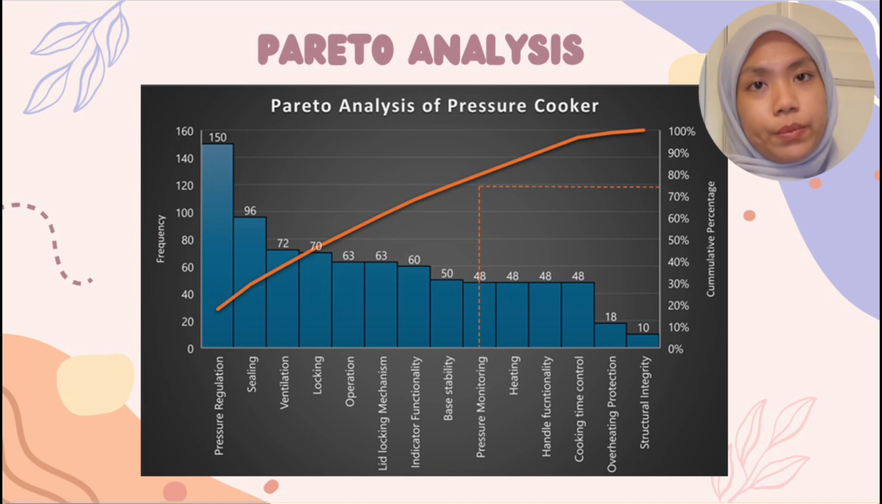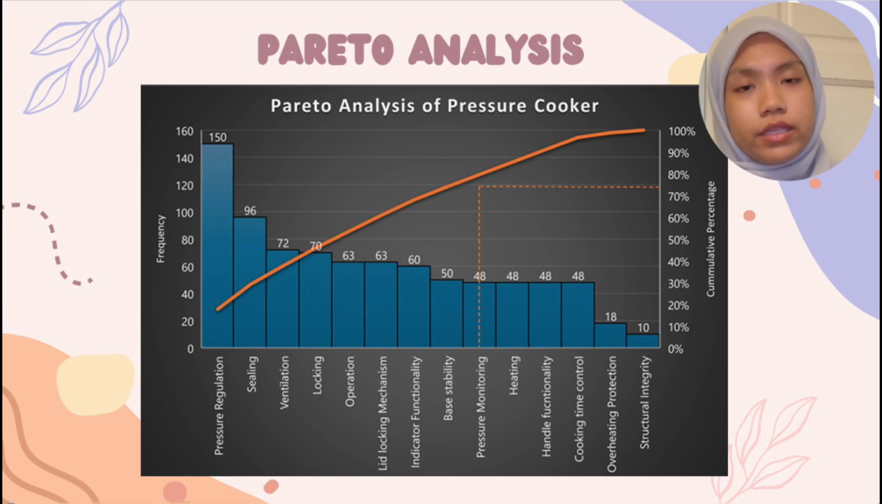In this case, approximately 80% of the issues have been resolved by the time it reaches cooking time control, as indicated by the dash line. And in the end, the most critical issues to address are pressure regulation, sealing, ventilation, and locking, as they constitute most of the problems.